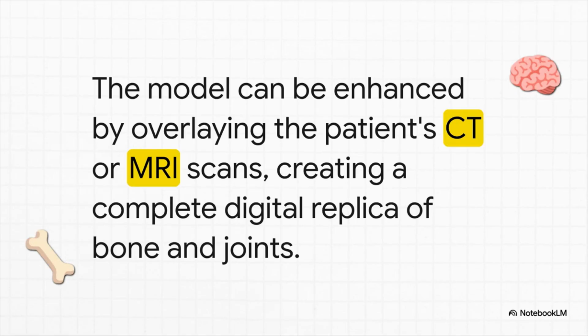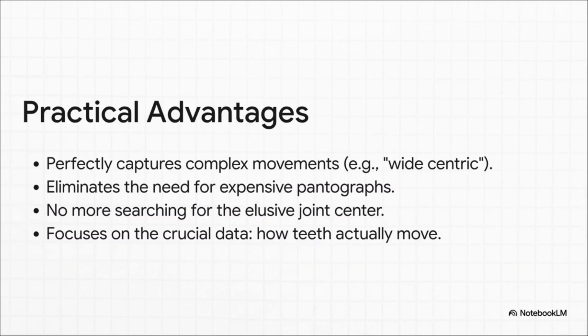And you can even take this digital twin to the next level. For really complex situations, you can overlay the patient's CT or MRI scans right onto the model. When you do that, you get a complete digital replica, not just of the teeth, but of the underlying bones and joints that are actually driving all that movement. It's the whole picture.